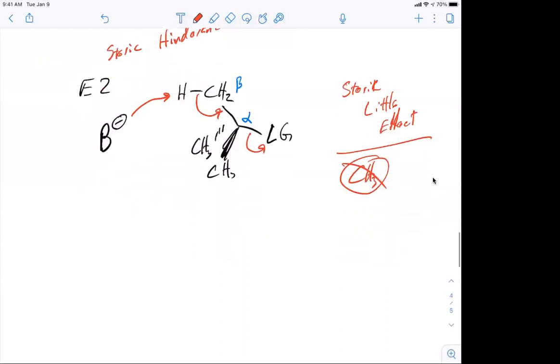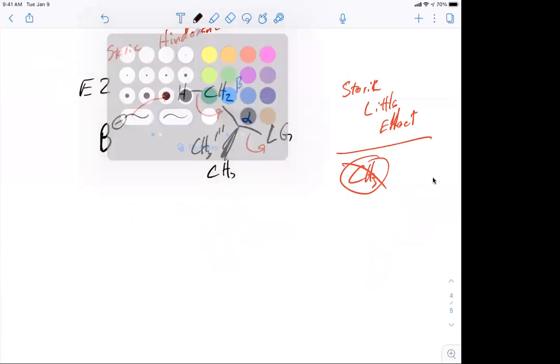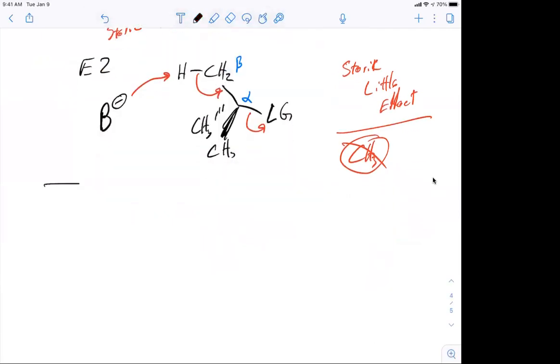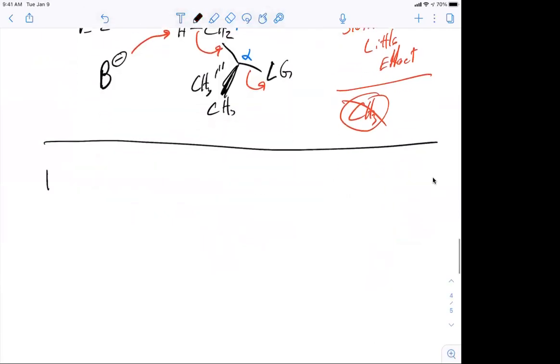Okay, and this is a good time to do a try this to kind of let your mind sink into it before you shift gears. And this is a question that you'll probably see on some of the homework. I'm going to give you just a leaving group.